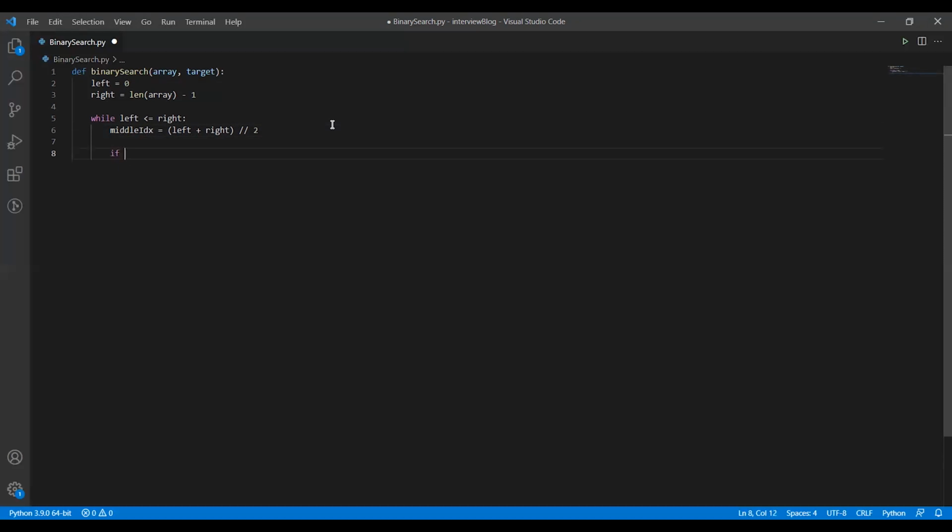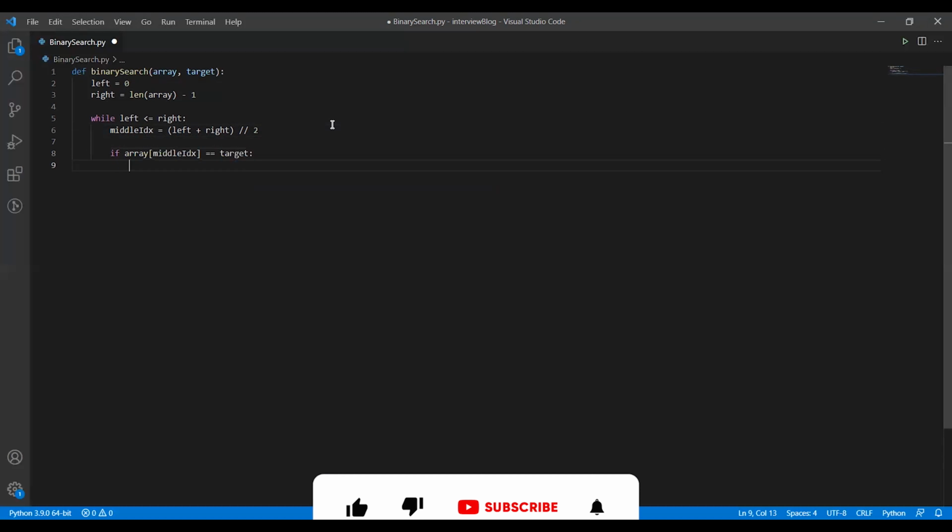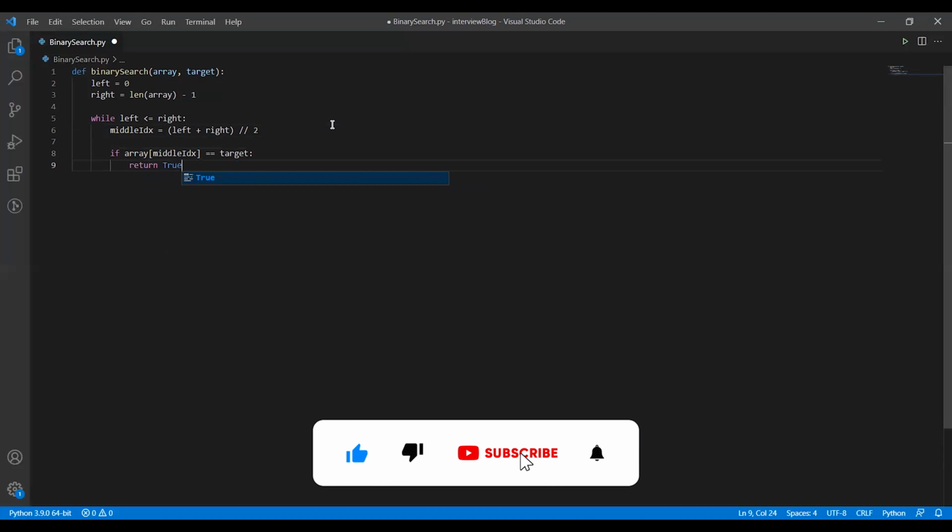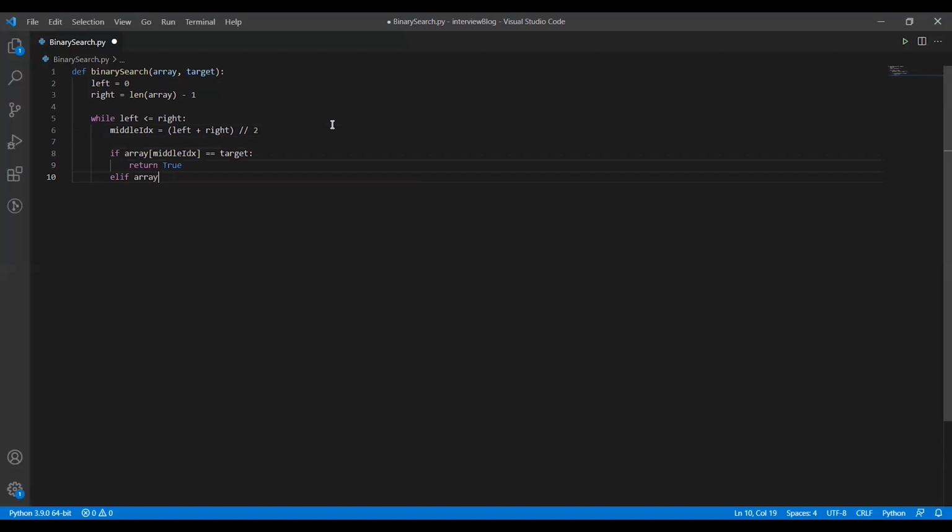So now if the element that is present in the middle index is equal to our target element, then we have to return true. Or if the element that is present in the middle index is less than our target value, then in this case, we have to eliminate all the elements that are less than our element that is present in the middle index, including the element that is present in the middle index. So I'll be saying my left pointer is now equal to middle index plus 1.